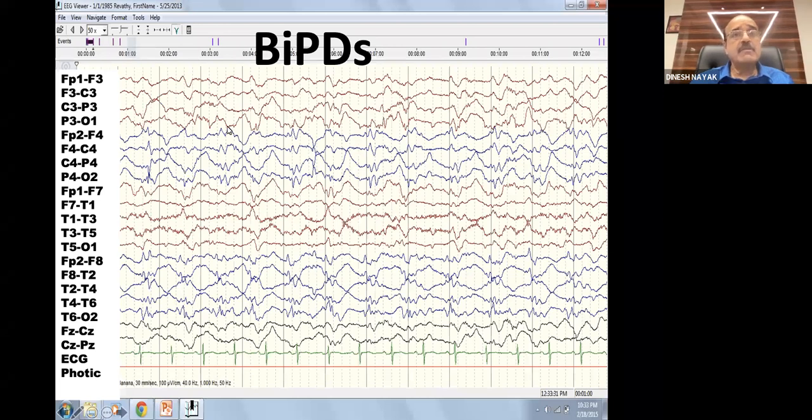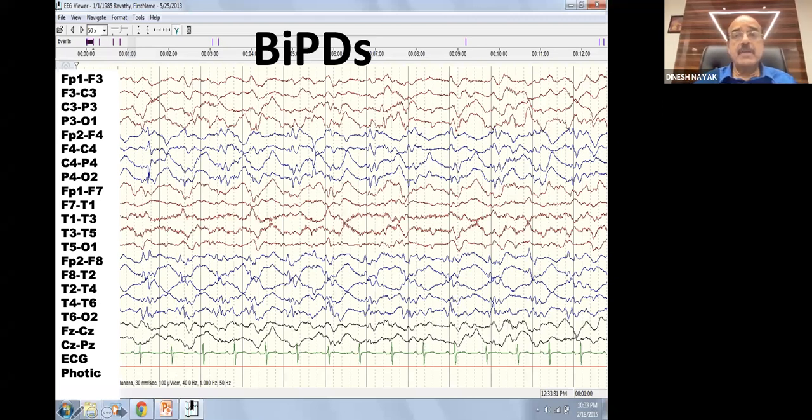The left hemisphere also has some PLEDs, predominantly seen in the occipital region on the left side. The right side, it's maximally seen over the parietal region. You can see that it's phase reversing across P4. On the other hand, you can see these are more posterior on the left side. They are not synchronous. You can see that they are independent of each other. And so this is a classical example of bilateral independent periodic lateralized discharges.